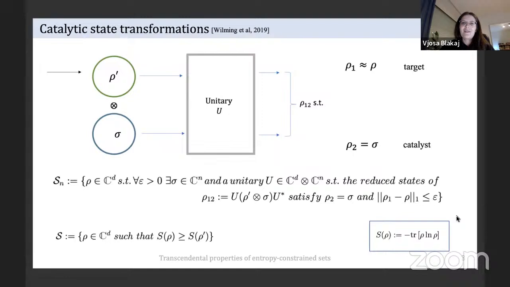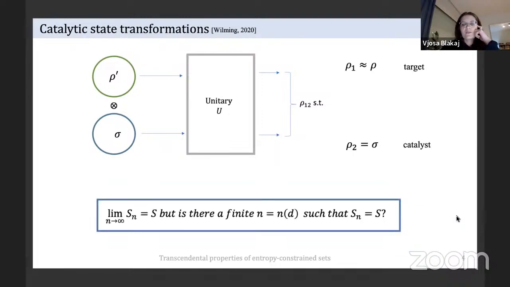There is another observation, made by Wilming a year after the first paper, which said that if I take the union of all these Sn sets over n, in the end, I will get the set S, which is the set of states which have higher von Neumann entropy than my initial state. So this, in some sense, is the limit when I take n to infinity, which means I don't have any constraints on my catalyst.